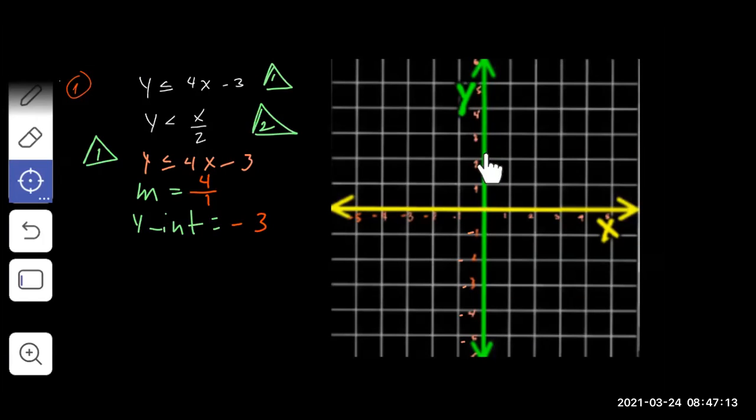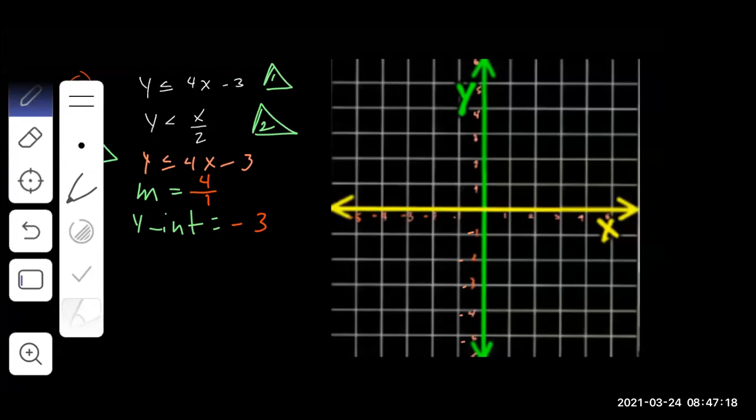Okay, let's look for that point. 1, 2. No, mister, it's negative. Move down. -1, -2, -3. This is going to be my first point. Okay, let me make my first point right here. Here's my first point.